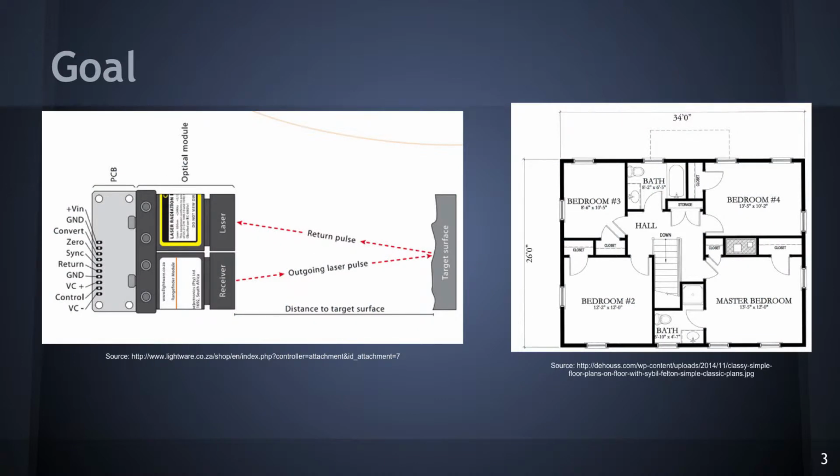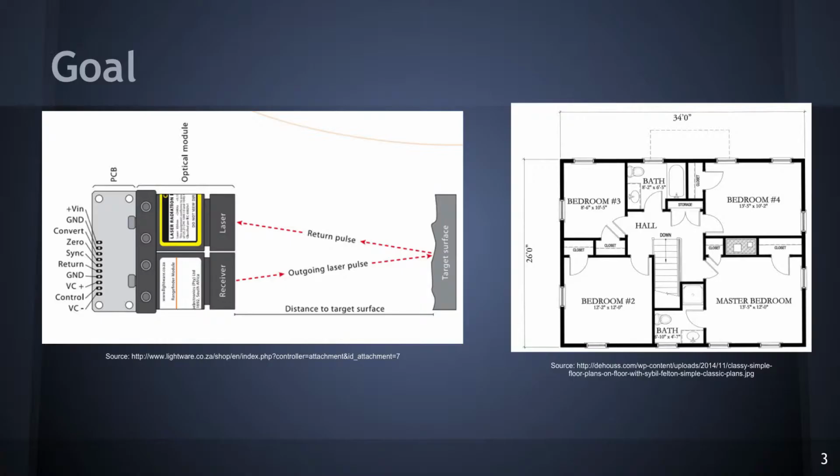The goal of this project was to use a laser-based distance sensor, shown on the right and the left, in order to generate a floor plan. By rotating the sensor through small angles and taking a distance at incremental angles, we could generate a polar graph which would resemble a floor plan similar to the one on the right.